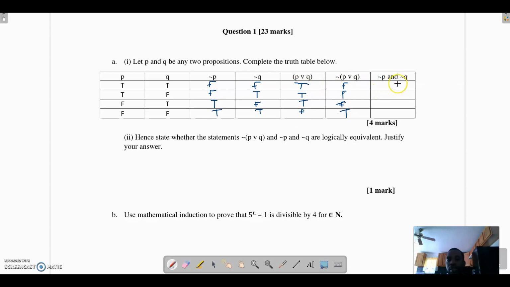Now, not P and not Q, right? And symbolically, we can write it like that. So we're looking at these two columns, and the outcome is only true if the two inputs are true. So let's look through it. This is going to be a false scenario, because both are false. This is false because one of them is false. This is also false because not Q is false. So the only outcome that is true is when both of them are true. So we can start with that, and we know that everything else is false.